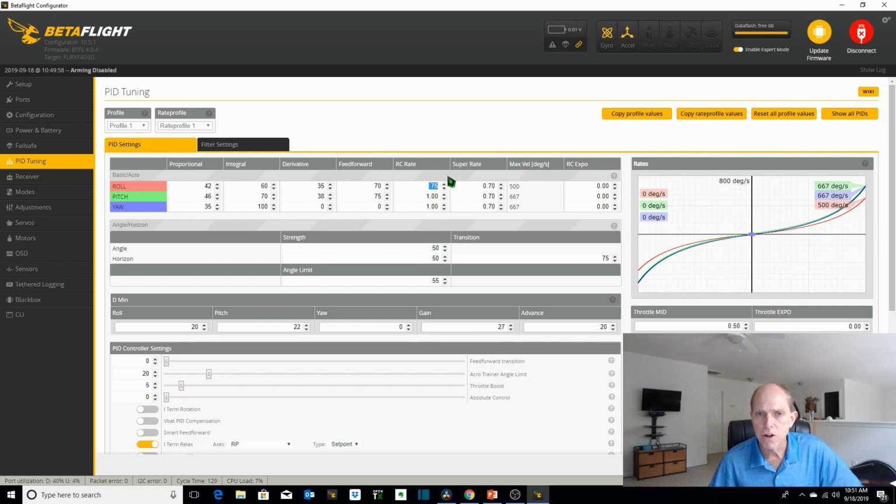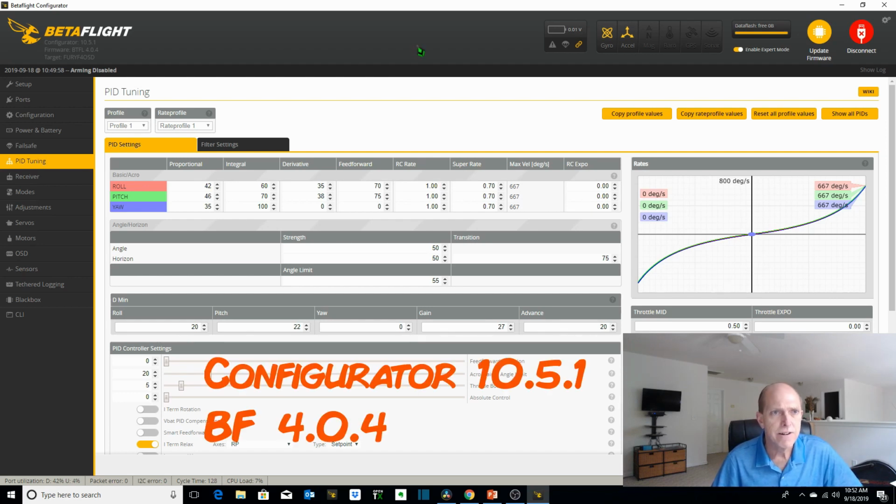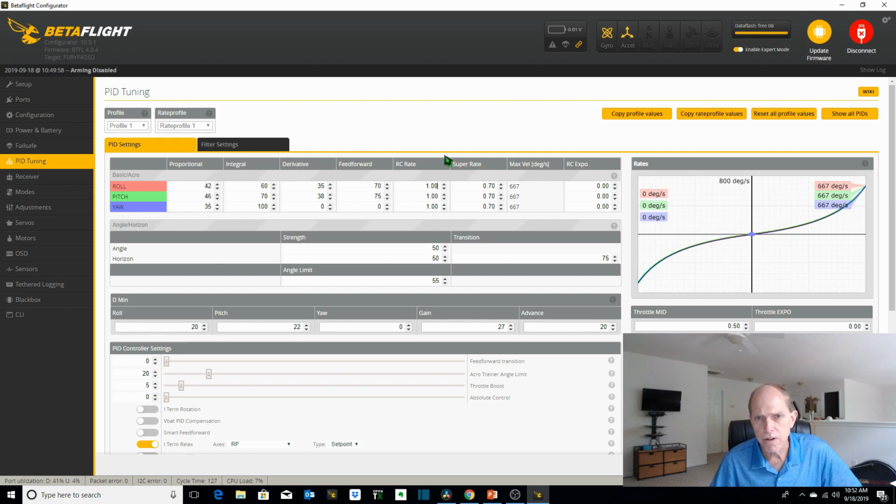So let's go back to the default. These are default values which I'm showing at this point in time. So these are the values that currently come up as defaults in this configurator. Now there's a new configurator coming out here in a couple weeks, 10.6, as well as Betaflight 4.1. Currently we are on the previous version, and I don't even know what Betaflight this is, 4.0 point something. It's irrelevant for this discussion.